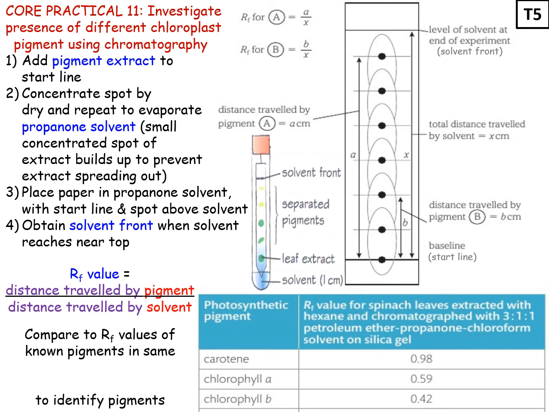The RF values can then be compared to known pigments in the same solvent, plus it can be used to check the pigment color to identify the different types of photosynthetic pigment. So you can identify what the different photosynthetic pigments are in different plants by comparing the RF value and also looking at the color of the pigment on the chromatogram.